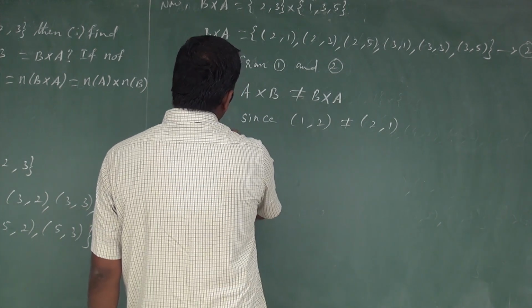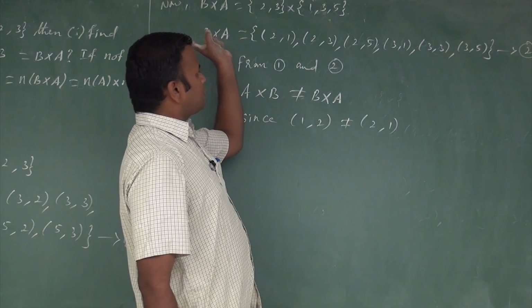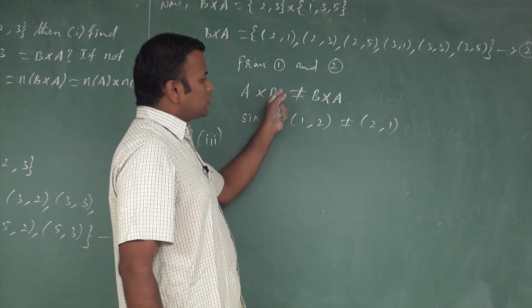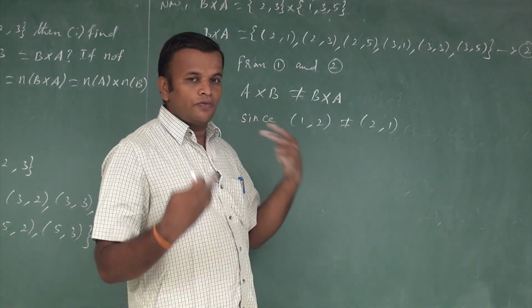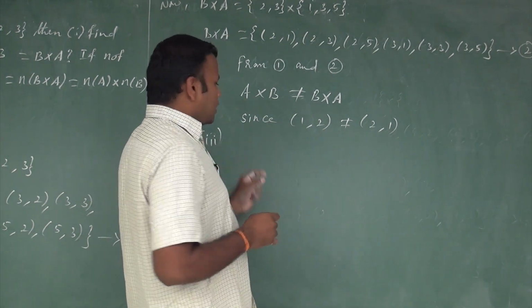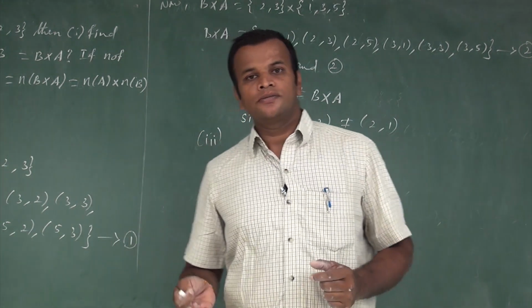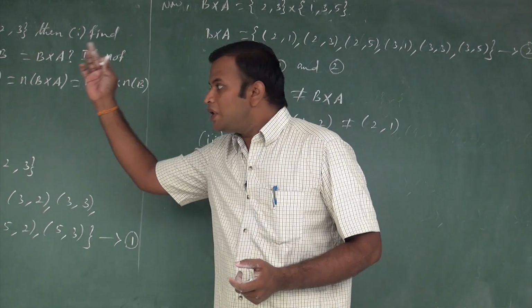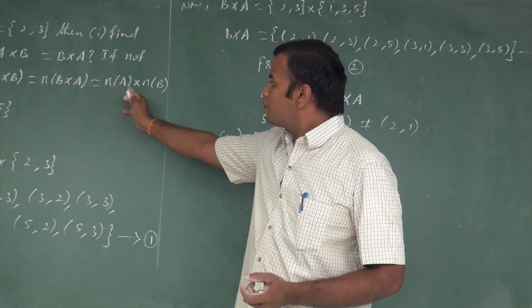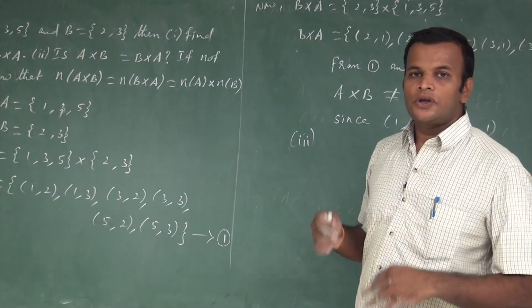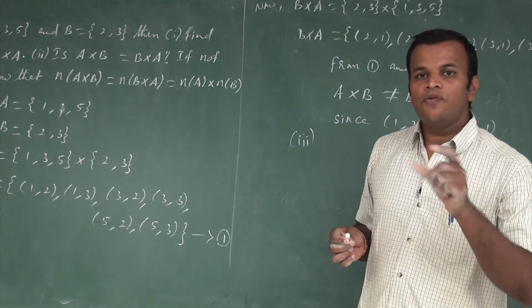Now we enter the order. First one, A cross B, B cross A, finished. And second one, from 1 and 2 we come to the conclusion, so the second one answer is also finished. Now the third one. In the third one we find the number of elements: n of A cross B, n of B cross A, and n of A into n of B.